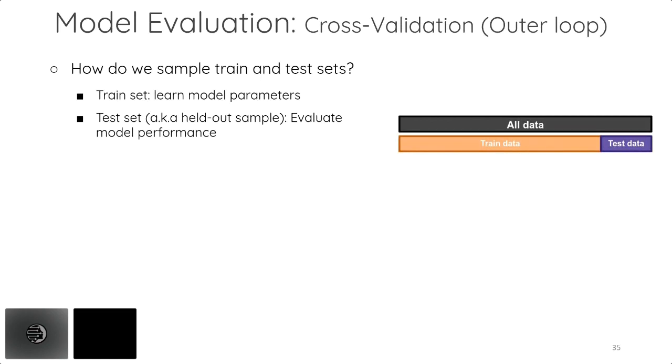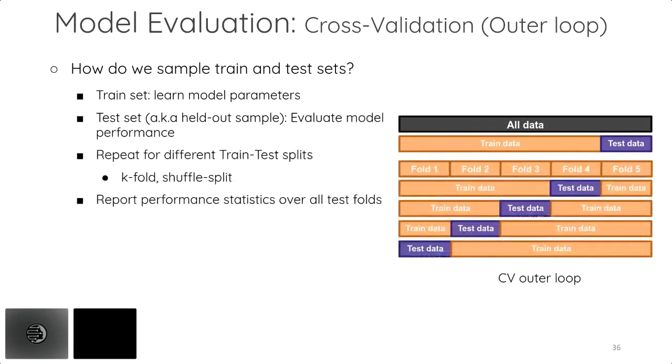So this is called cross-validation, and the first part of it is the outer loop. The goal of the outer loop is to figure out how we sample our train and test set. If I have 100 samples, like I said, I could pick my test set in multiple ways. So what cross-validation does is give you a way to create these splits many times.